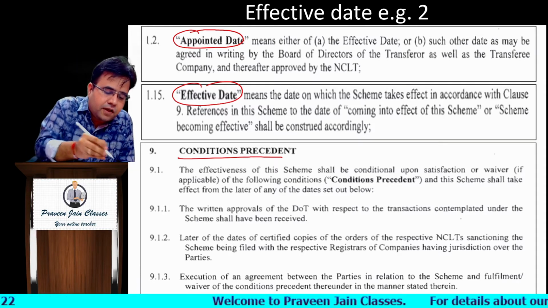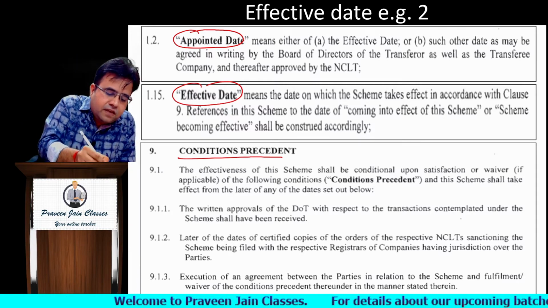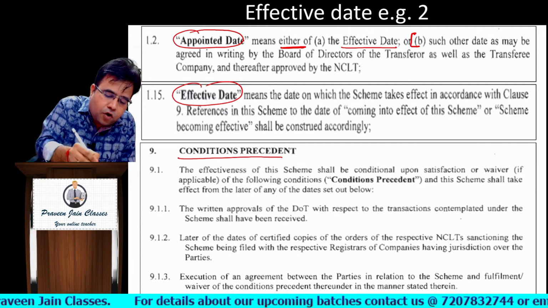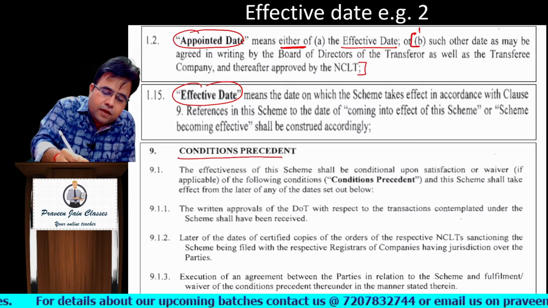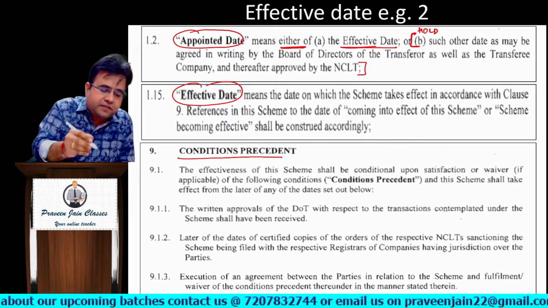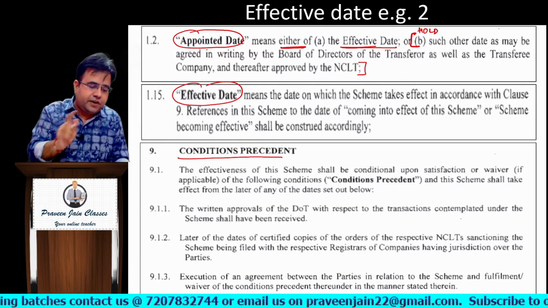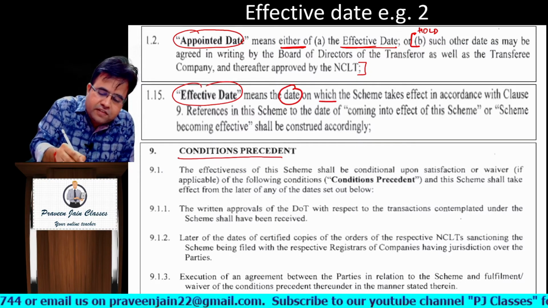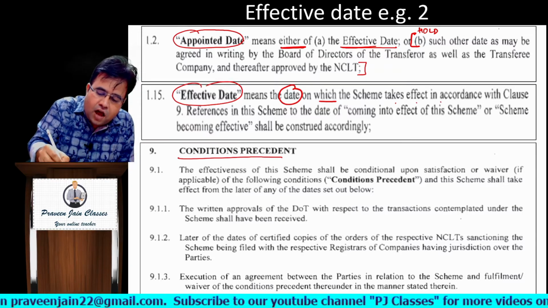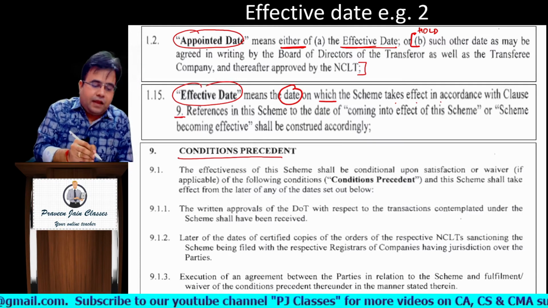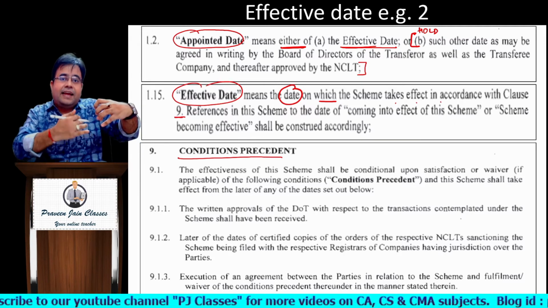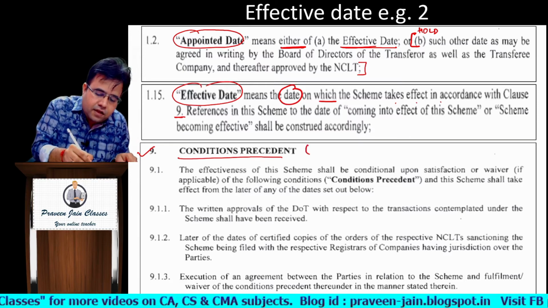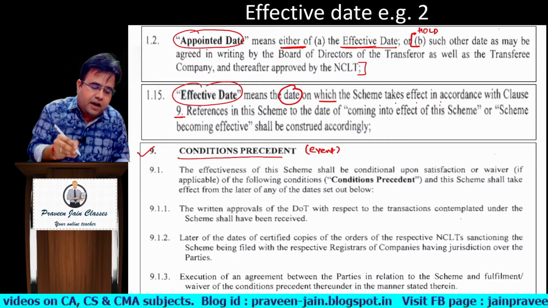Now what is the point they have written? Appointed date means either of what? Effective date. Now again this point I am keeping on hold. So if you read only this much part, sir, appointed date will be effective date, sir. See, effective date means the date on which the scheme takes effect in accordance with clause 9. In other words, effective date is again tied up to an event. Now those events are mentioned in what, sir? Clause number 9 of the same agreement.